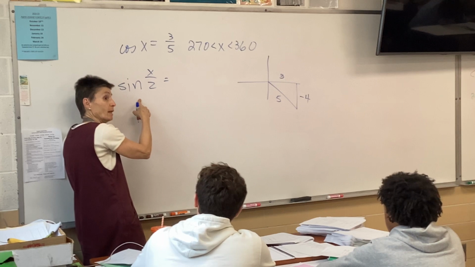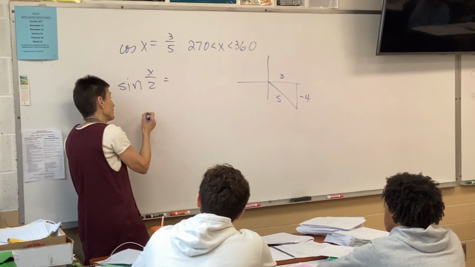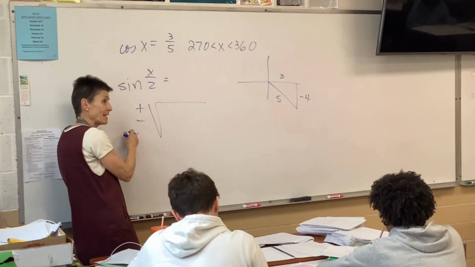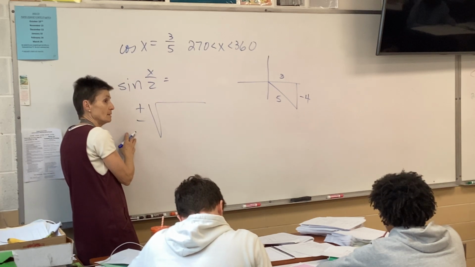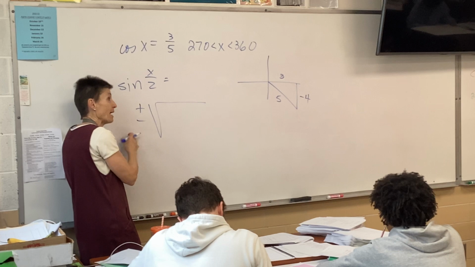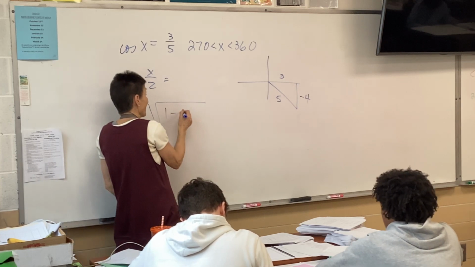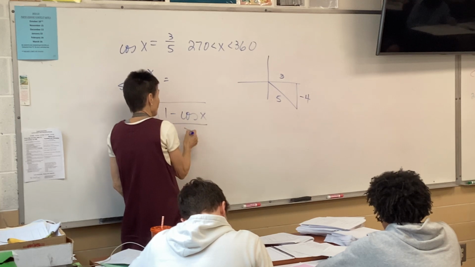Isn't this a formula? So here we go, plus or minus the square root. You don't have a choice on this one. That is the only formula. Tangent, we have a choice on, half angle. All right, so plus or minus the square root of 1 minus cosine over 2, am I right?